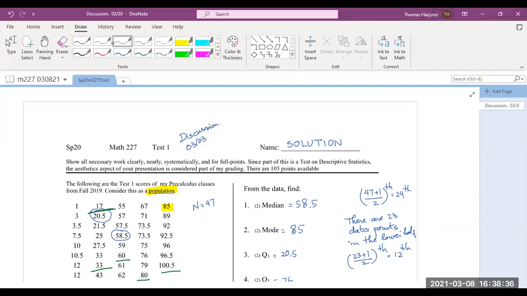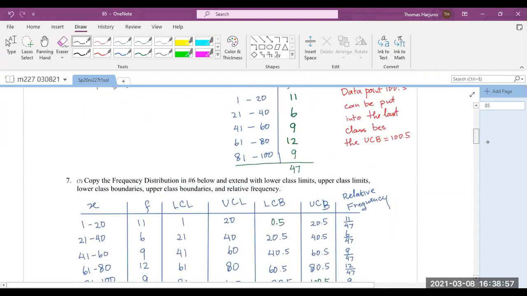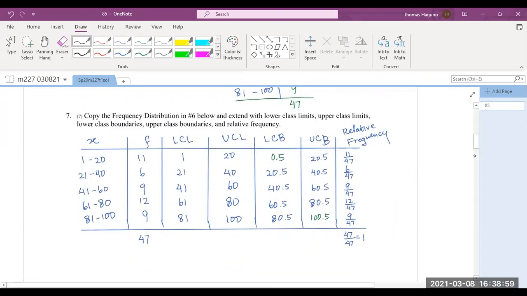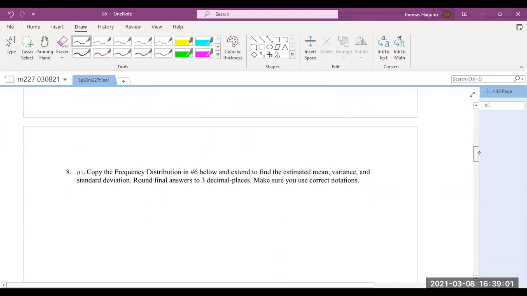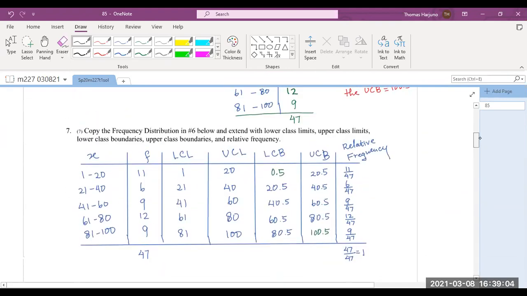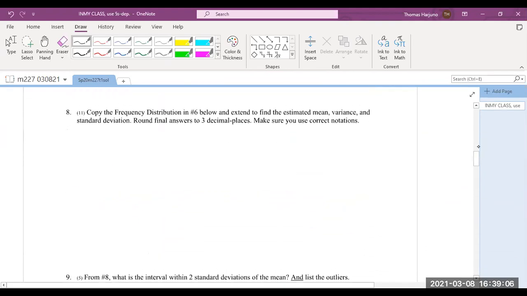In my class, use 5 decimal places. If the decimal you get is more than 5 decimal places, then round it to 5 decimal places. So that's for number 6. Let me go on to number 7. I'm sorry, number 7. Let's go on to number 8.